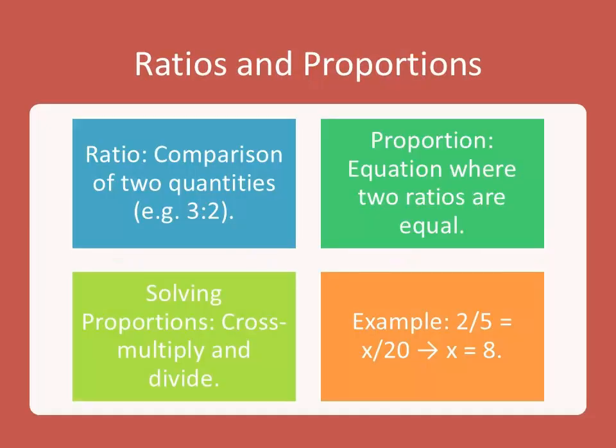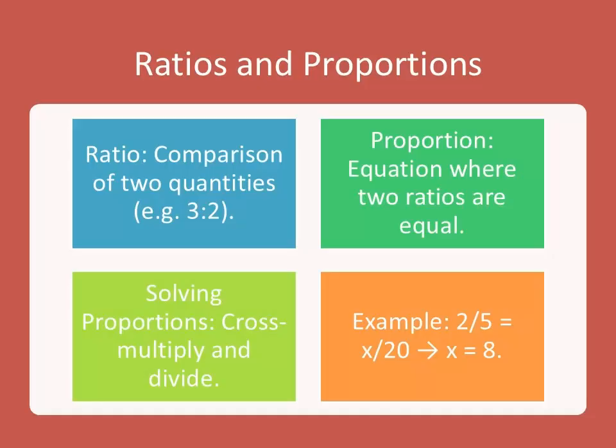Ratios and proportions are very common in biostatistics. A ratio compares two quantities, like 3 cats for every 2 dogs. A proportion compares a part to a whole. For example, if 2 out of 5 patients improved, the proportion is 2/5 or 40%.